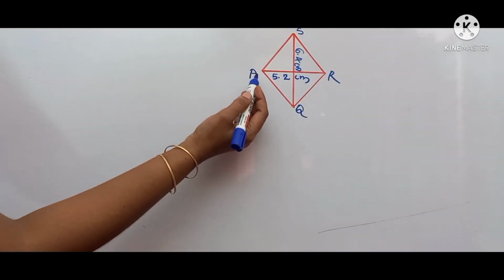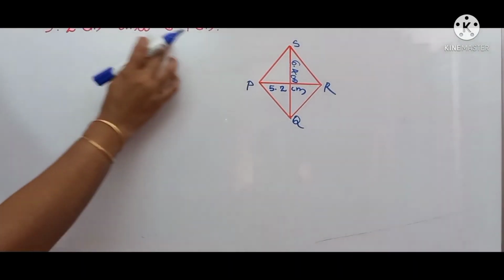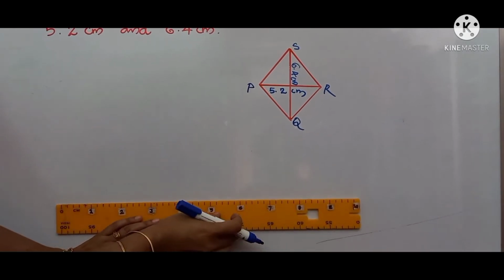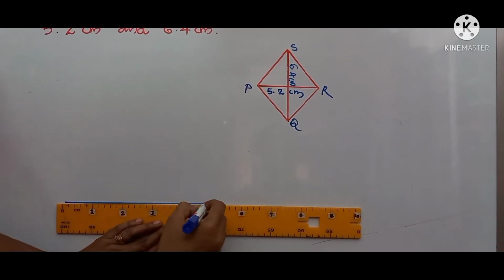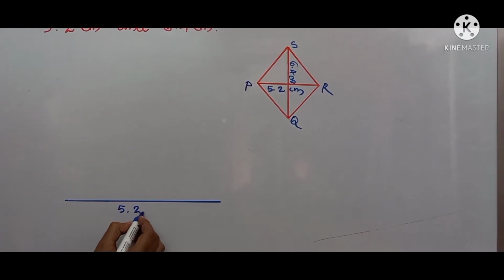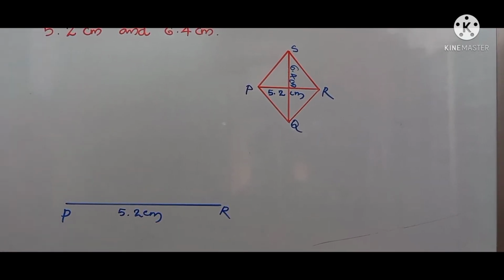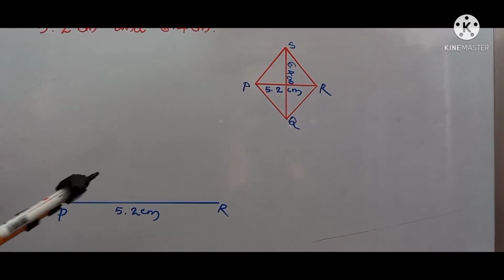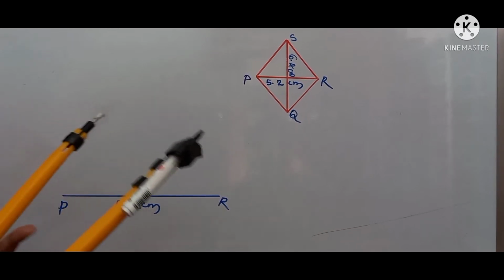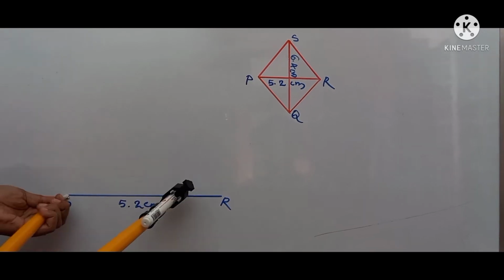For drawing this rhombus PQRS, first we have to draw the diagonal PR. Here the two diagonals are given. So PR with 5.2 centimeter we have to draw first. PR 5.2 centimeter, and the name is PR. Then we have to draw the perpendicular bisector. First we have to draw the perpendicular of PR, so we point our compass on P and adjust our compass width more than half.